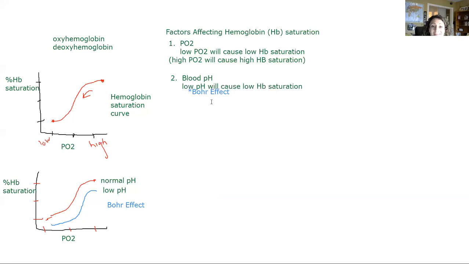The Bohr effect says that a low pH will cause low hemoglobin saturation. Okay, that's the Bohr effect. That's important because pH is low at the exercising muscle, which causes hemoglobin to drop off its oxygen at the exercising muscle, which is helpful. Okay, questions on the Bohr effect?